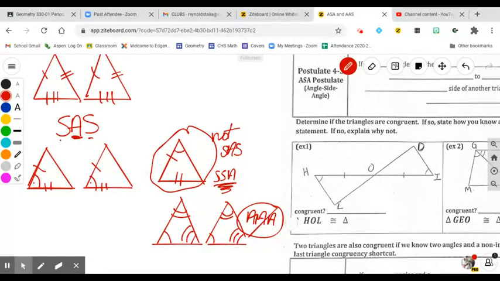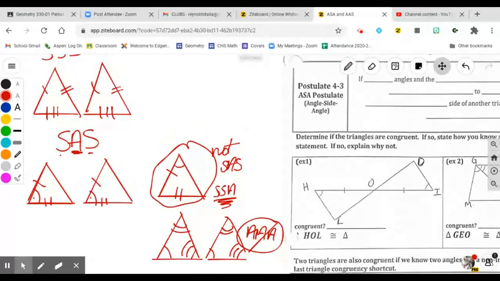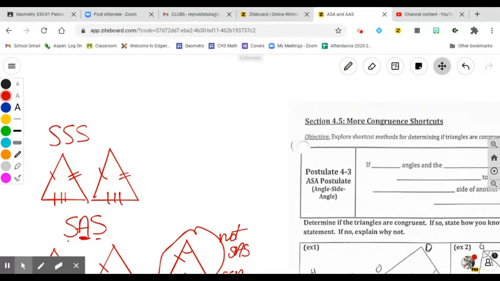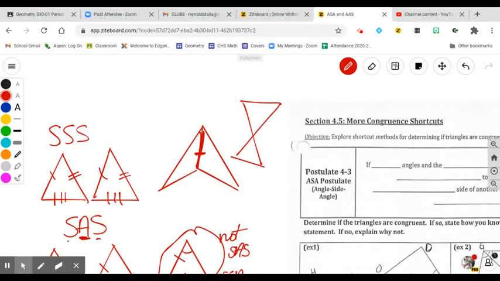Let's see what else. We also learned that anytime you have vertical angles or a shared side, you should mark those as congruent. So let's say you have a shared side like this. See how this side here is in both of the triangles? So you would mark that as congruent to itself. And then if you have vertical angles, that would look something like this. You would want to mark those vertical angles as congruent before you begin. So that's what we did last time.